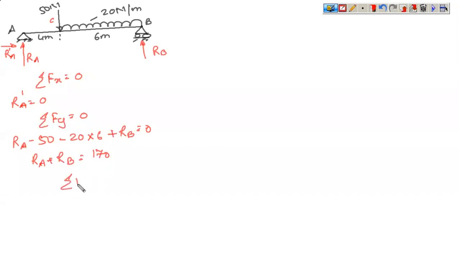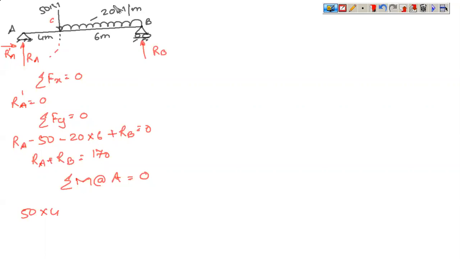So now let us write down the moment about point A and equate it to 0. If you write down the moment about point A, RA dash and RA both will be equal to 0 because there are forces but you do not have perpendicular distances. Now for this 50, this is 50 into 4. The nature is clockwise. So this is 50 into 4.